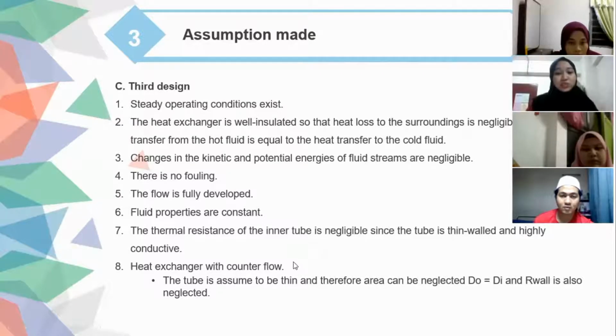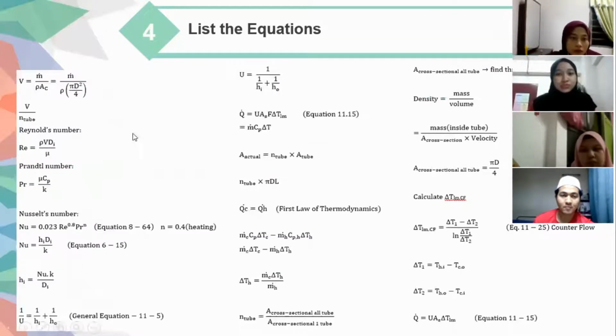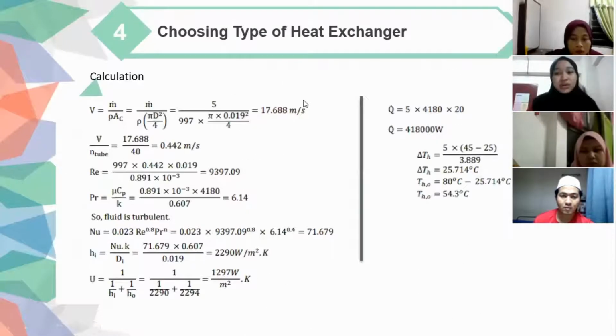The tube is assumed to be thin and therefore the area can be neglected, which is D outlet equals D inlet, and R wall is also neglected. So this is the list of equations that we use in the calculation. So I'll pass to the next presenter.